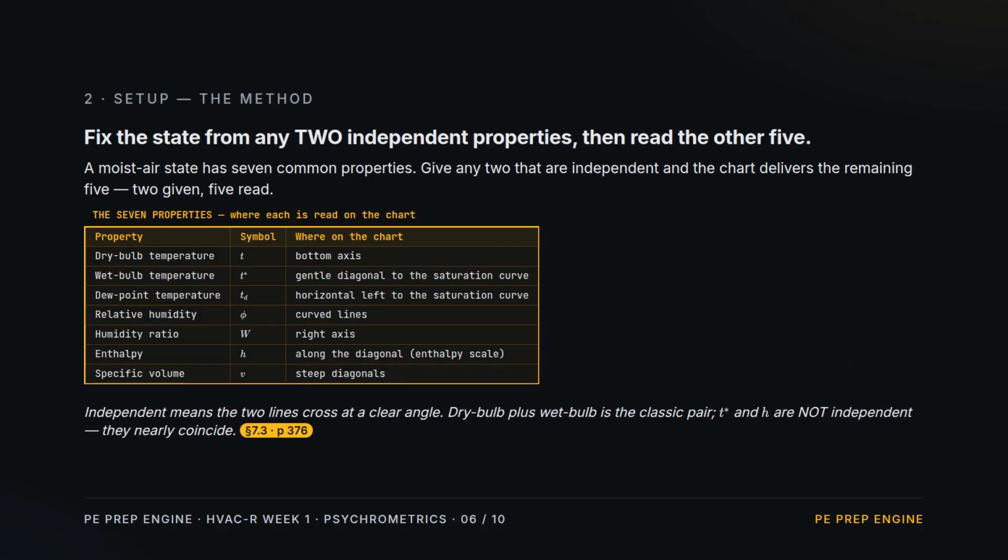Setup. The method. A moist air state has 7 common properties: dry bulb, wet bulb, dew point, relative humidity, humidity ratio, enthalpy, and specific volume. Give any 2 that are independent, and the chart delivers the remaining 5. Independent means the 2 lines cross at a clear angle. Dry bulb plus wet bulb is the classic pair.